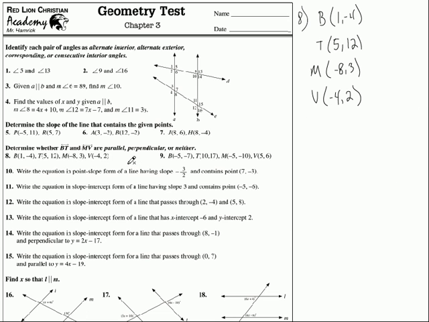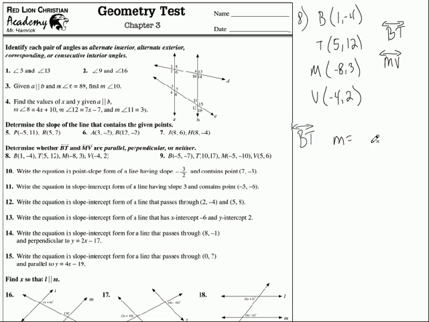Here's number 8. It says determine whether line BT and MV are either parallel, perpendicular, or neither. So I want to find line BT and I want to find line MV. Everybody see that? And I want to see if they're parallel, perpendicular, or neither one of them. So what am I going to have to find on these lines? I want to find the slope. That's right. So let's take line BT and find the slope of line BT. It's exactly what we just finished doing. We're just doing it a couple times for this particular problem.